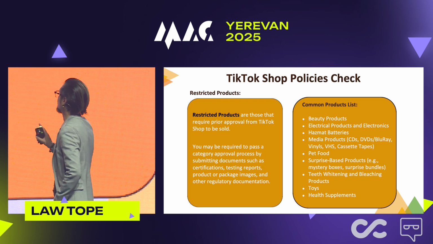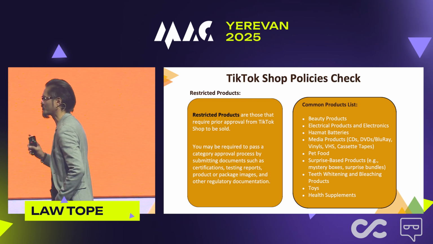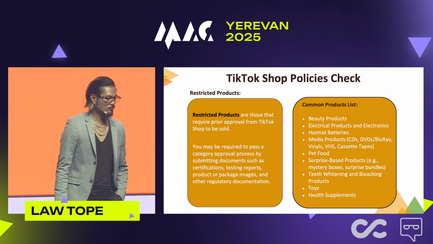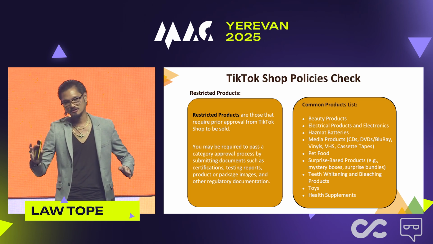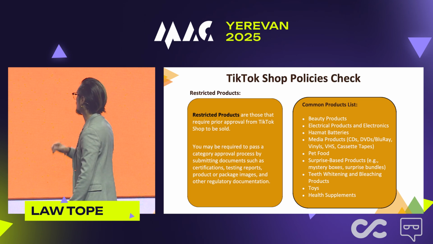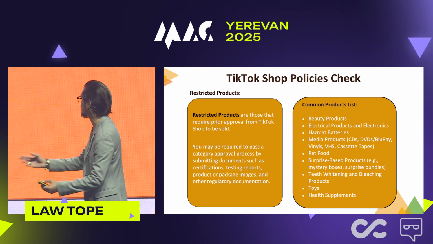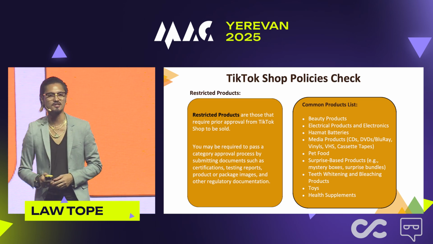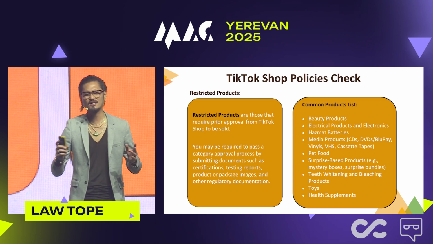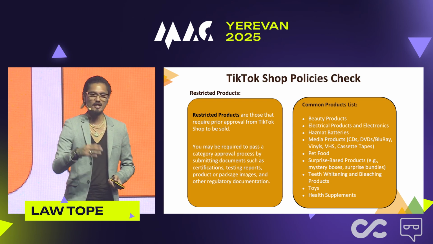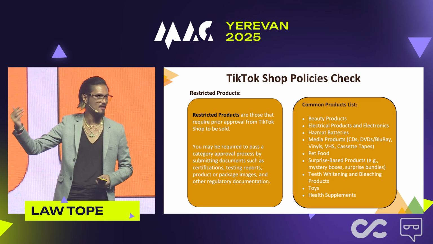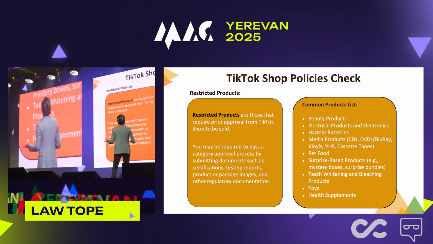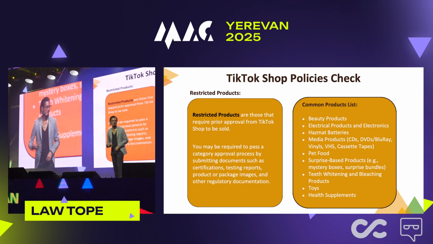Restricted products are those that require prior approval from TikTok. This is what you call gray hat on TikTok. So what is allowed? You may be required to pass a category approval process by submitting documents, certifications, testing reports, product or package images, and other regulatory documentation. And the good thing about this is that a lot of affiliates are lazy as hell. If you're able to submit all this documentation, you're going to be ahead of the game. Common products are beauty products, electrical products, electronics, hazmat, batteries, media products, et cetera. You can just take a picture of that.